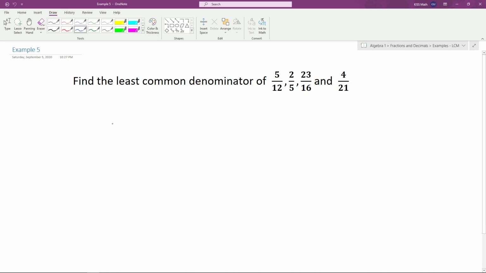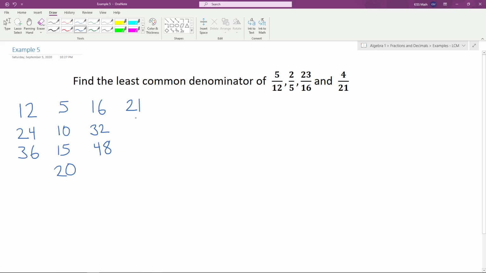All right, how about 4 denominators? The problem with having so many denominators is that it'll be harder to find a match between all of them. But let's try and list out the multiples and just see what happens. So we have 12, 24, 36, 5, 10, 15, 20, and then 16, 32, 48. No real obvious matches so far.